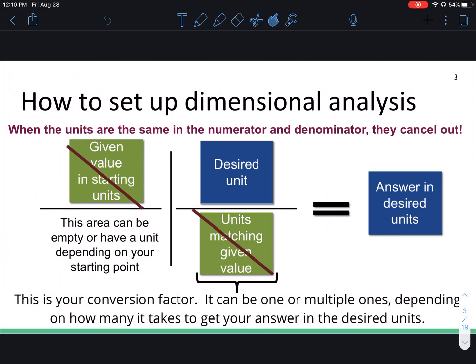All right, so how to set up a dimensional analysis setup is like this. Your given value is what you always start with, and wherever the units of that given value are, you're going to want to cancel those out to get into your desired units. So the given units will cancel out with units in the denominator, and desired units carry through to the very end.